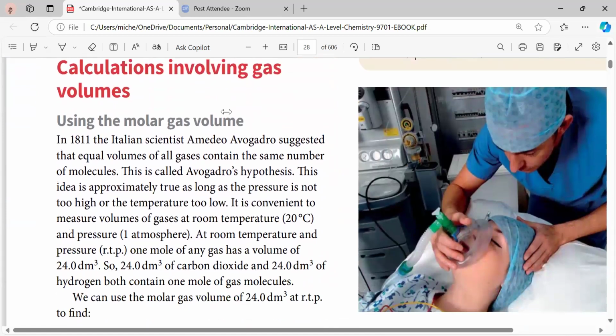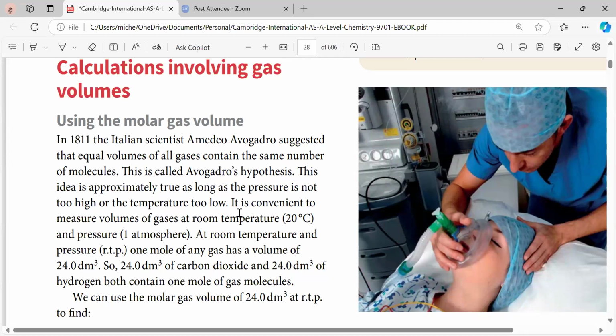So this is calculations involving gas volumes. I'm going to have a little view here first. So this is a short theory or history. So yes, Avogadro's law. Scientist Amadeo Avogadro suggested that equal volumes of all gases contain the same number of molecules. This is called Avogadro's hypothesis.